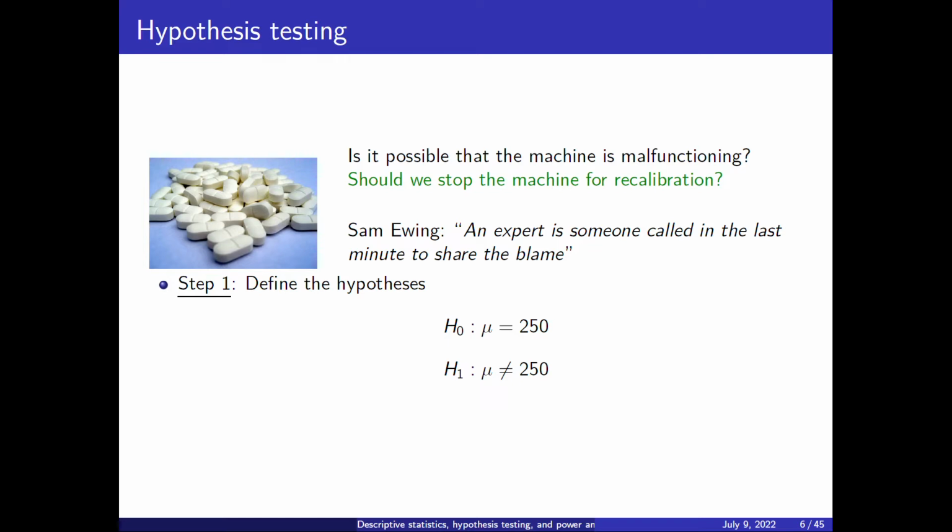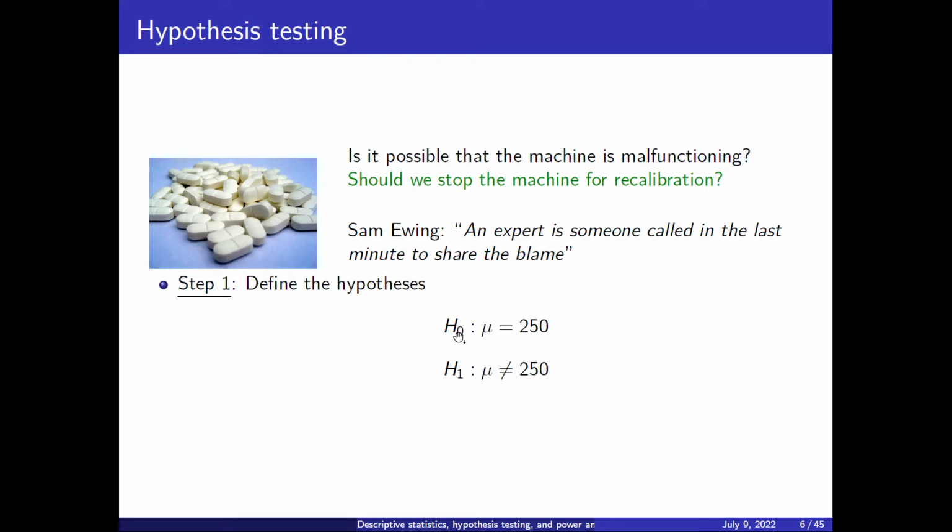So you want to rely your decision on some quantitative expert that takes the responsibility of deciding whether the machine should be stopped or not. For this expert, you have to define what you want to prove. We want to prove that the machine is malfunctioning. That is what we want to detect if it is the case. So the alternative hypothesis is that the machine is malfunctioning, so the population mean of the tablets is different from 250. The null hypothesis is the opposite.